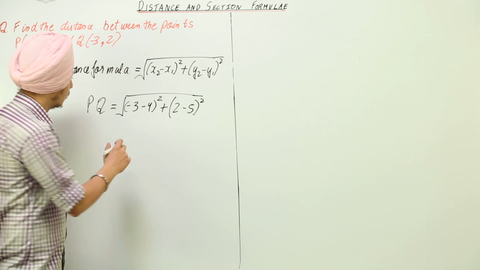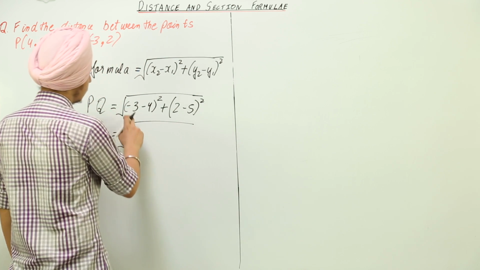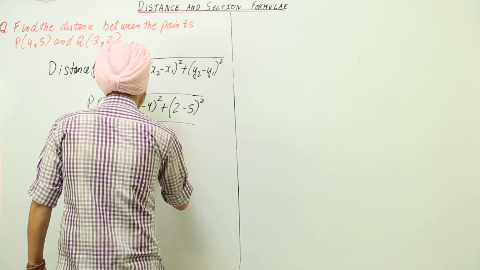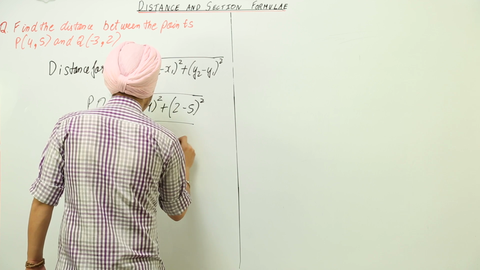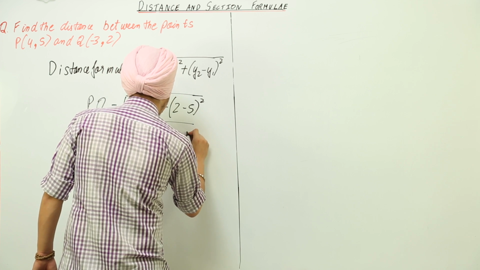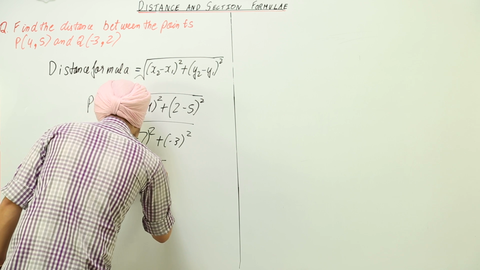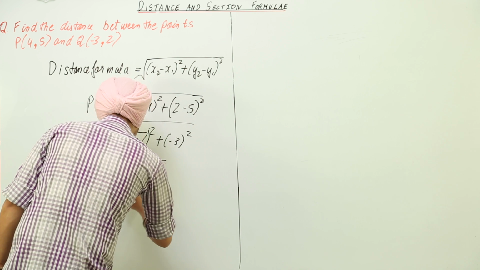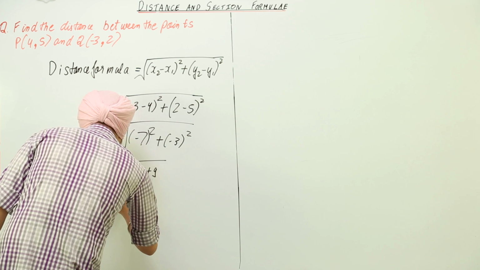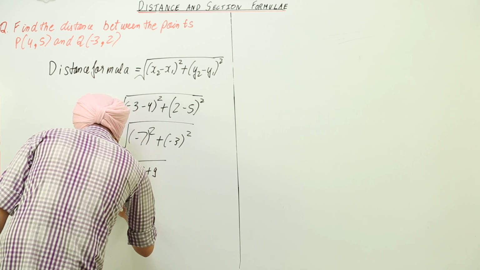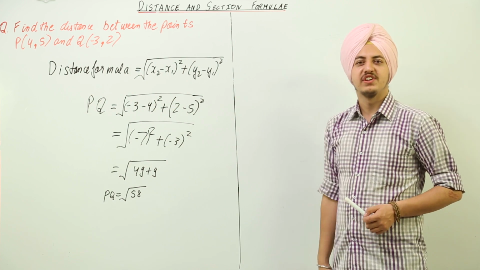the distance PQ. So this is equal to root of (-7) square plus (-3) square, that is equal to root of 49 plus 9, or that is equal to root of 58. So the distance PQ is equal to root of 58.